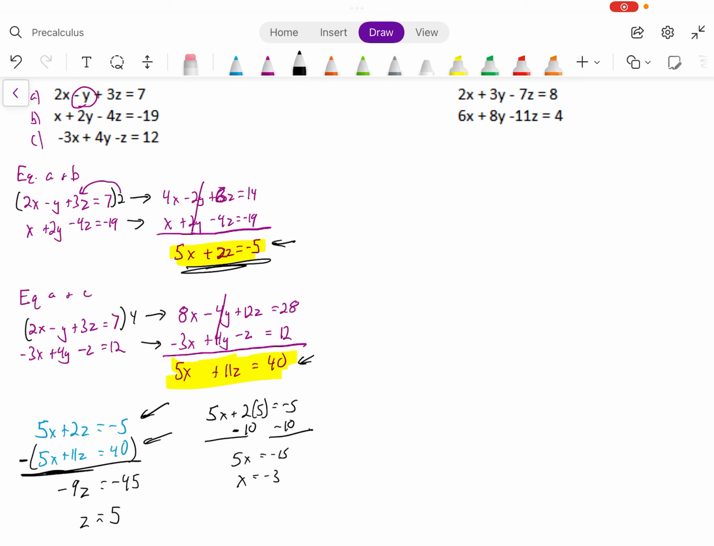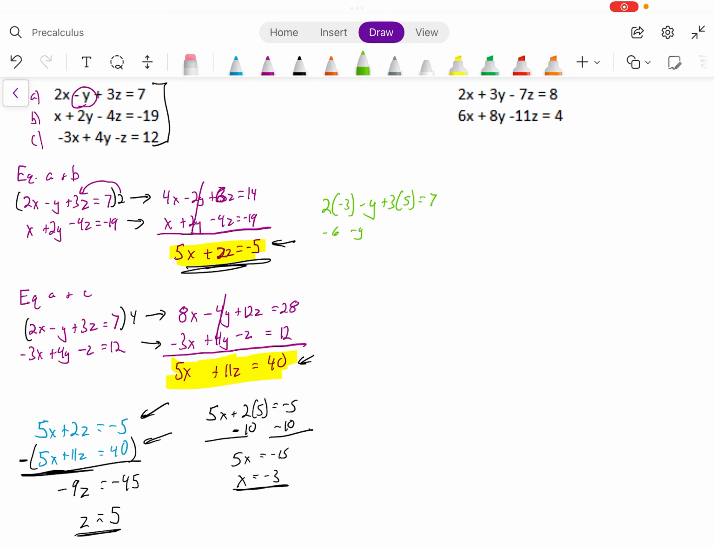And now what we do is we take z and we take x and we plug it into one of our 3 originals. So this is going to be, just plug it into the top one. We have 2 times x, which we found is negative 3, minus y, plus 3 times z, which we found was 5, equals 7. And now we just solve.